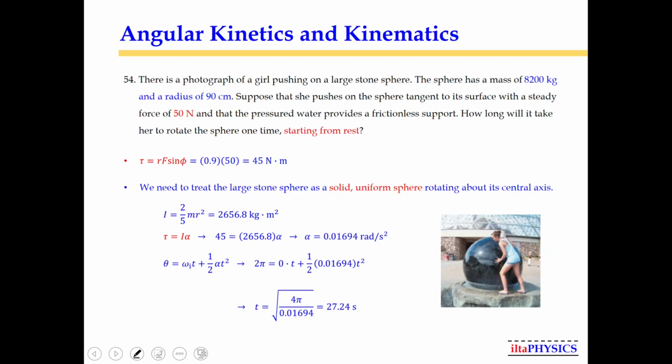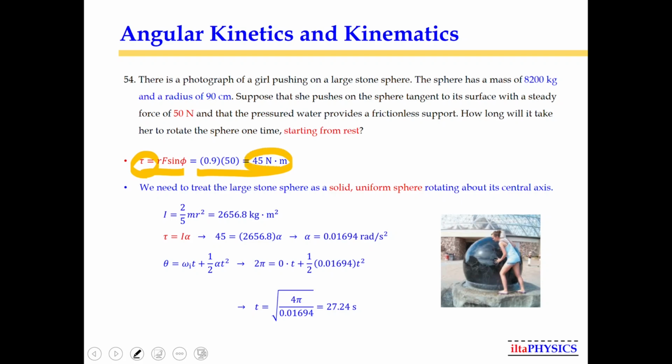The final question asks for the time it takes to rotate this massive stone, which was initially at rest, 1 full revolution. This problem is the same type as the one we just solved. It's a type that uses the two ways to calculate torque and rotational motion, namely torque from a kinetics perspective and a kinematics perspective. First, since the force and the distance from the axis of rotation are given, the torque from a kinetics perspective is 45 Newton-meter according to the formula.